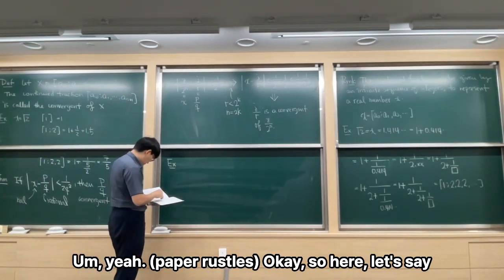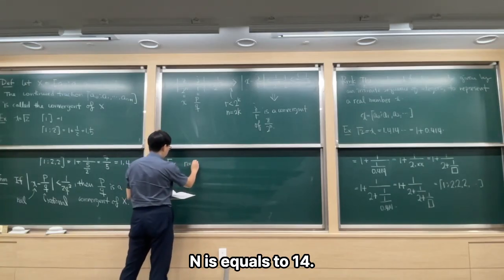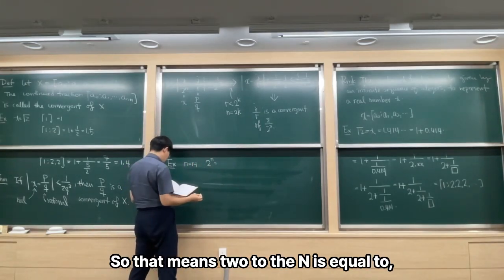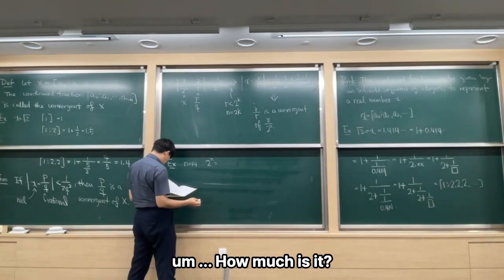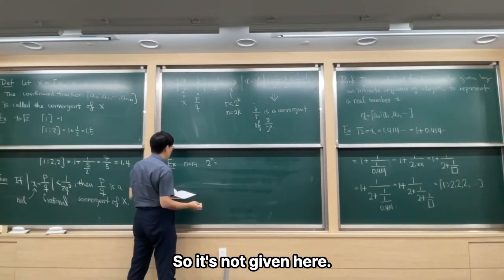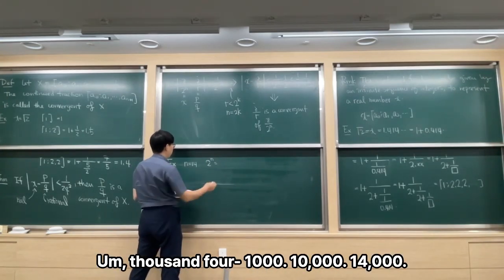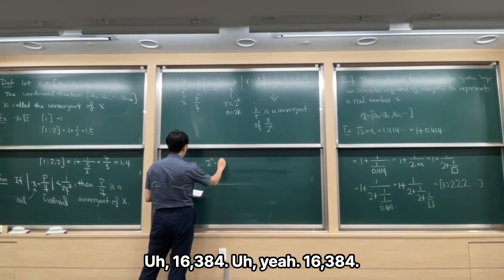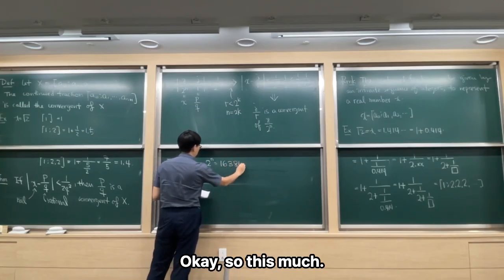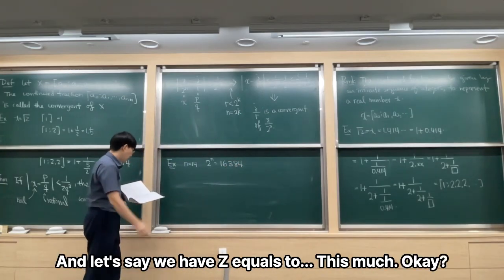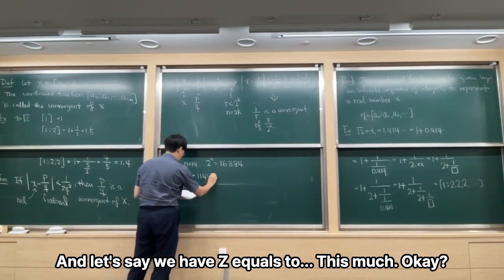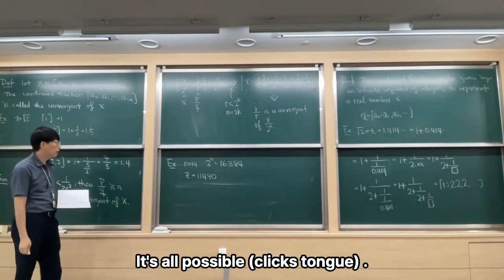Okay, so here, let's say n is equal to 14. That means 2 to the n is equal to, how much is it? It's not given here. 16,384. Okay, so this much. And let's say we have z equal to this much. It's all possible.